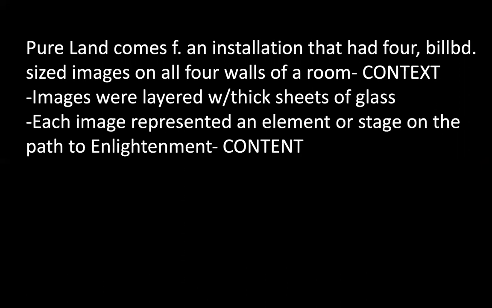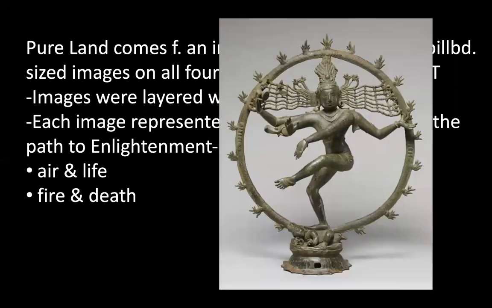And then for content, each image represented an element or a part of this journey on your path to enlightenment. And this is what Buddhism is all about, this idea of reaching enlightenment. How do we reach enlightenment? So the 4 elements or the path on the way to enlightenment are air and life, fire and death, which when we learn about Buddhism, there's actually Hinduism, which comes first, and Hinduism is from India. So we have this sculpture that we're going to learn later in the year, this is Shiva, the destroyer, dancing in a ring of fire.